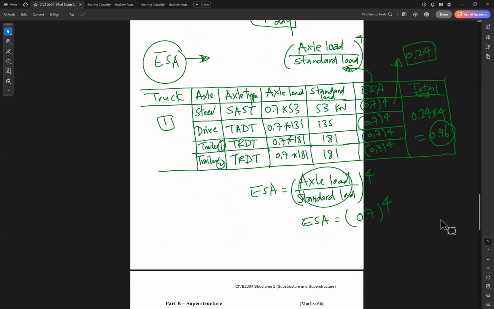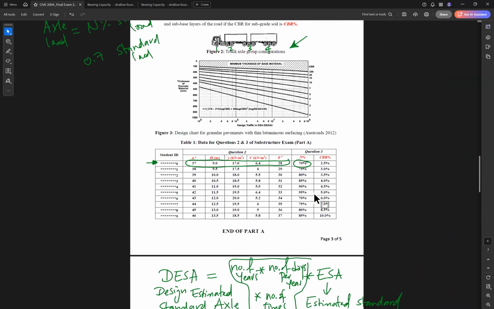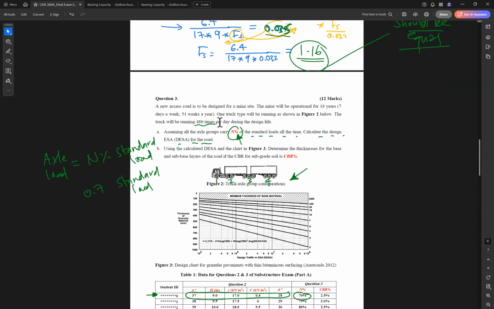So how much now is the DSA? DSA will be based on the number of years. How much is the number of years for this example? 18 years.